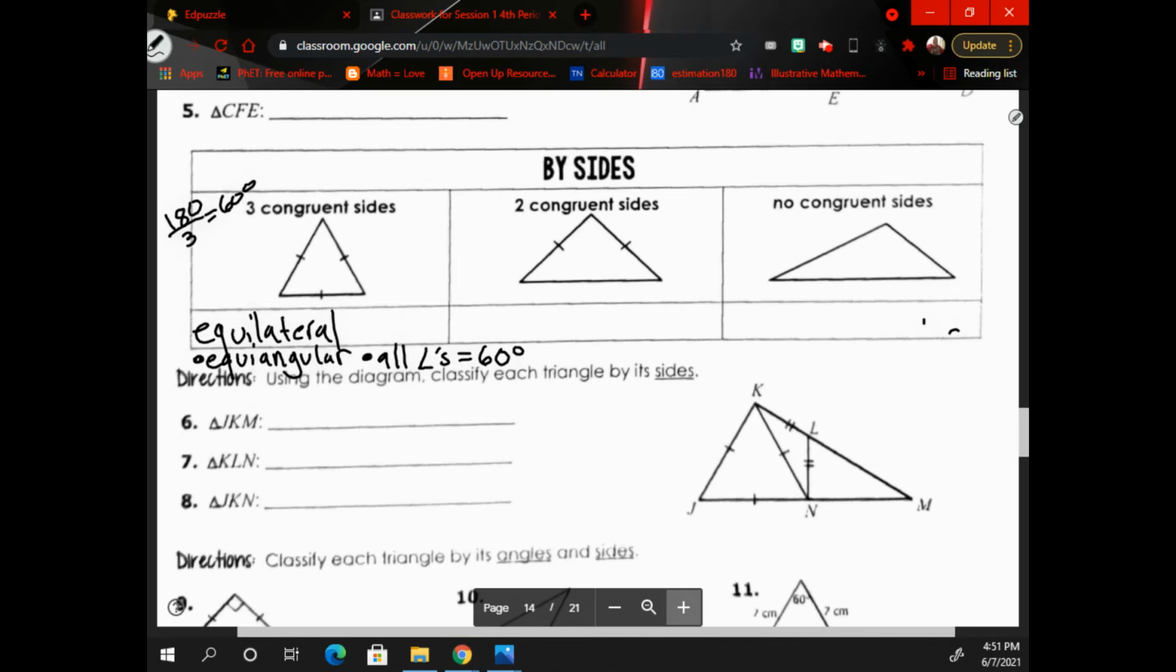Now, I should have said that for equiangular and for equilateral. If a triangle is equilateral, then it's also equiangular. And if it's equiangular, it's also equilateral. Now, if there are two congruent sides, it's going to be an isosceles triangle. And if there are no congruent sides, we're going to call that a scalene triangle.